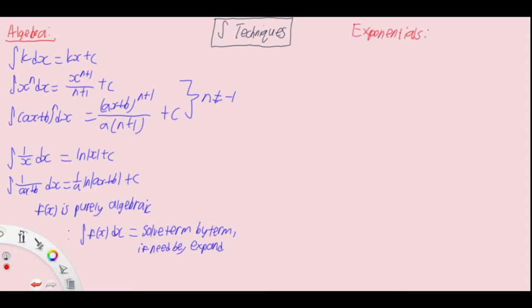Under exponentials, if we were to integrate e to the power ax plus b, you get by the same e to the power ax plus b, but we must divide by the derivative inside the power.